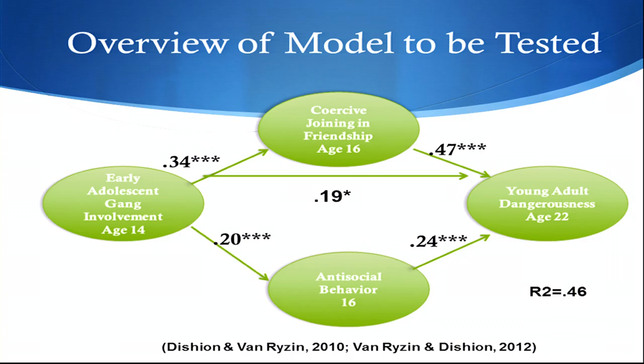And that tendency to connect that way, and they even are aggressive with each other, and there's a struggle for dominance in the room while they're being videotaped. That dynamic is predicting young adult dangerousness. That means reporting assaults, reporting robberies, being arrested for assaults and robberies, violence, over and above their tendency toward antisocial behavior at age 16.